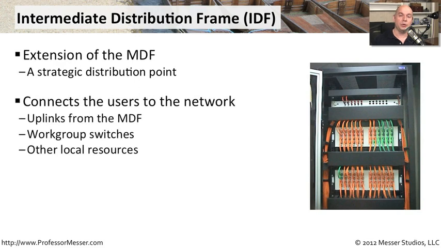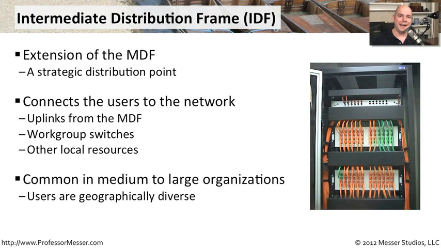This is the connection that your users connect to. So you're distributing off from your IDF directly to all of your end users. You also have uplinks that we call back to the MDF. So there's usually a fiber or a high-speed connection between your MDF and to your IDF. Usually in your IDF, you're putting workgroup switches or you're putting switches that your end users will connect to. There might also be other local resources like a print server or a scanner or something else that will connect directly to that IDF.